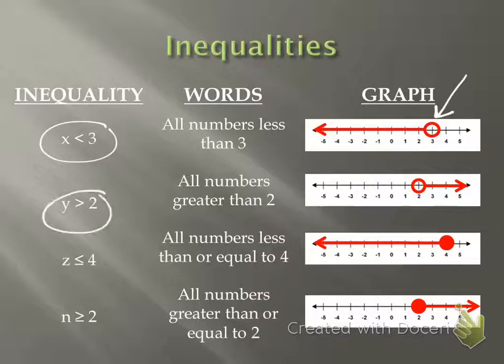If it's greater than, notice which way my arrow is going. Which way is my arrow going? It's going right on the number line. And again, I have an open dot because it's just greater than.